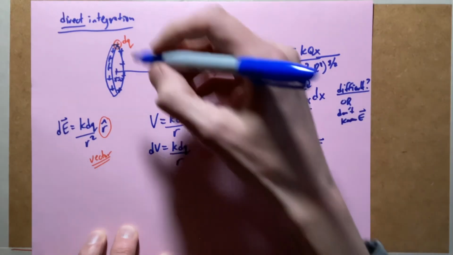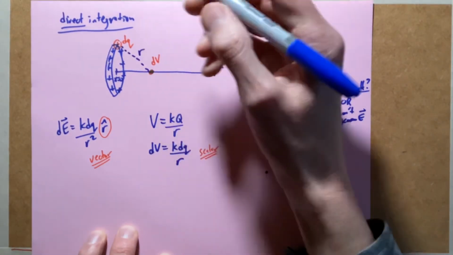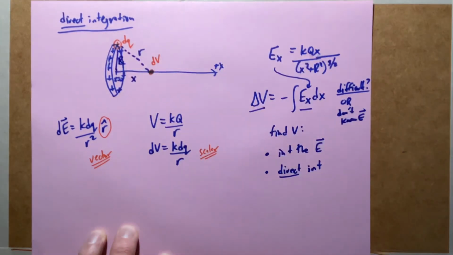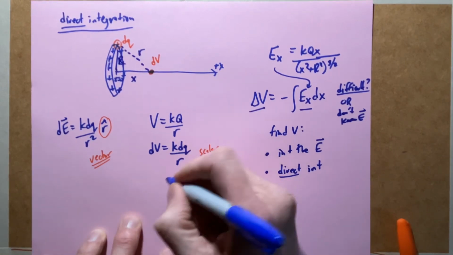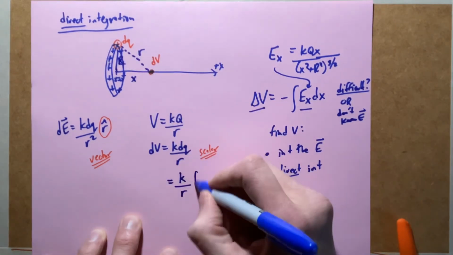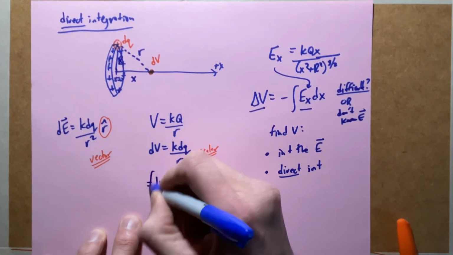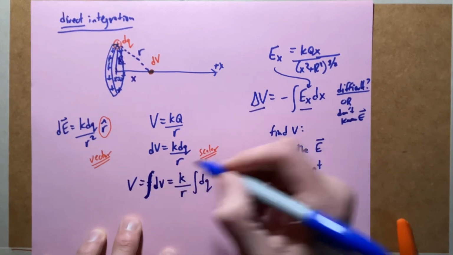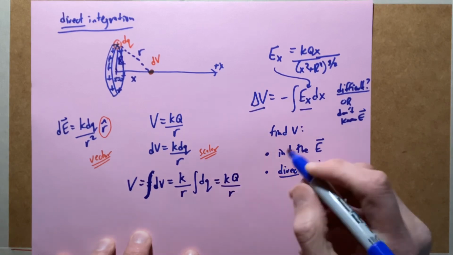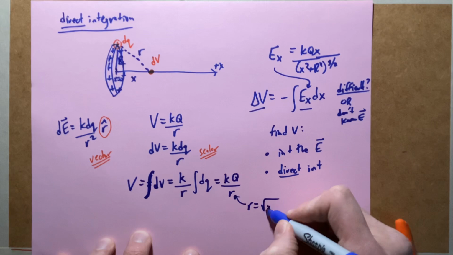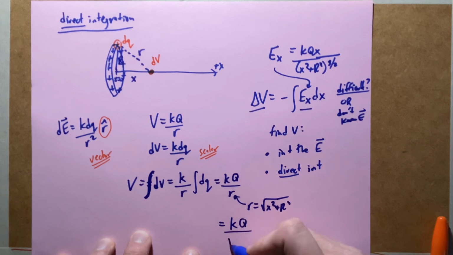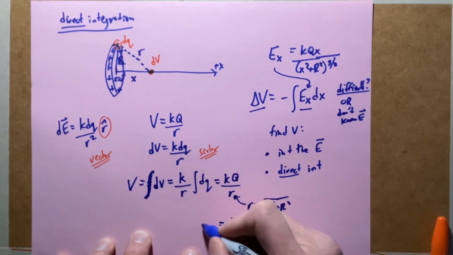So let me show you how quick this is. This is r, the distance from the dq to the point we're interested in. This is x, this is r. I'll integrate with pretty much the same steps. R is constant for all these, so it's the integral of dq. We get kq over r, and just like last time, this is the square root of x squared plus r squared. And then we're done. So kq over the square root of x squared plus big R squared is our voltage function.